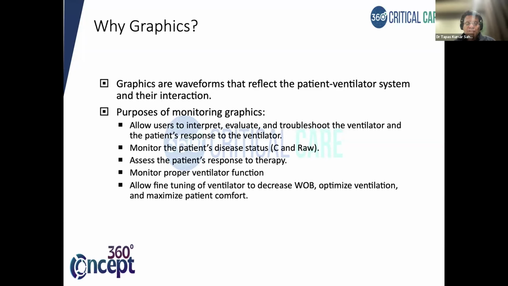Assess the patient's response to the therapy that we are using, whether it is bronchodilator, whether we are giving steroids, whether we are dehydrating by doing deresuscitation. So we all need to know with the graphics how it is actually affecting. Monitor the proper ventilator function, and finally allow the fine tuning of the ventilator to decrease the work of breathing, which is of utmost importance in our clinical area. Optimize the ventilation and maximize the patient comfort. That is our goal when we are deciding to put the patient on ventilator.